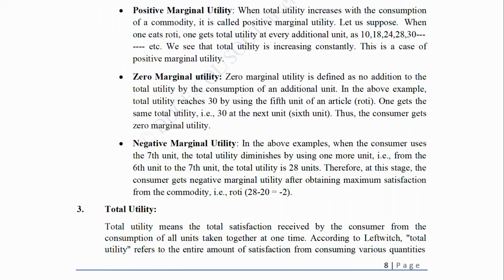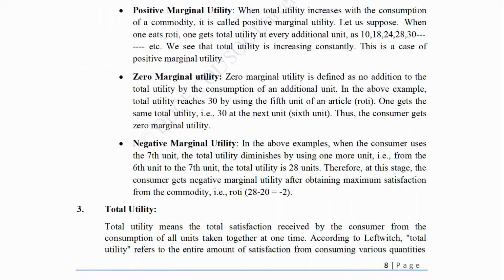Third, negative marginal utility. In the above example, when the consumer uses the seventh unit, the total utility diminishes by using one more unit. That is, from the sixth to the seventh unit, the total utility is 28 units. Therefore, at this stage, the consumer gets negative marginal utility after obtaining maximum satisfaction from the commodity, that is roti.